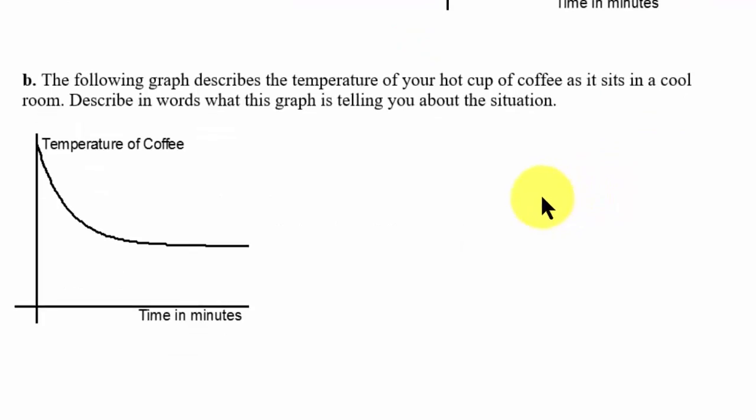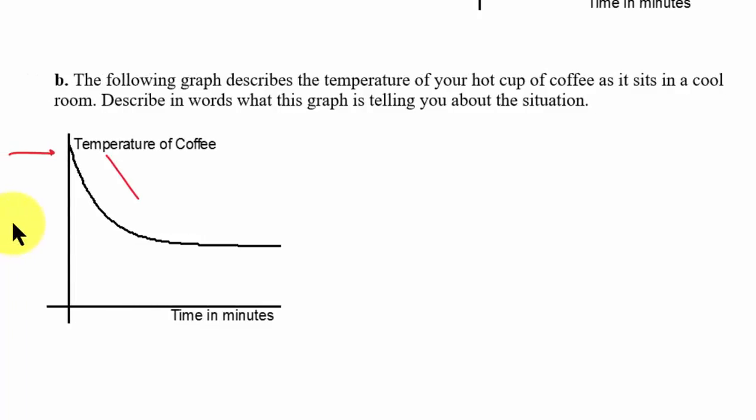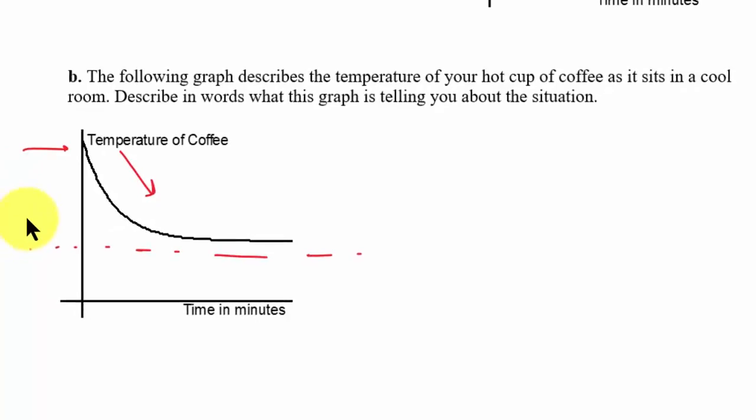Part B. Okay, so now it says we have a hot cup of coffee, and this graph describes what's happening to the temperature as time increases. So if you think about it, temperature of coffee should be very hot, right? That's a value up here, right? The temperature is very high. Then eventually the temperature is going to cool as the cup of coffee cools to, let's call this maybe room temperature, right? I don't know, maybe this is 70 degrees.